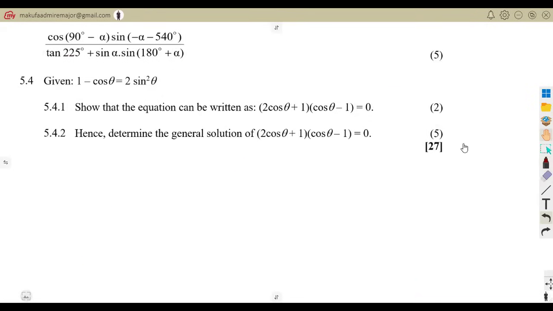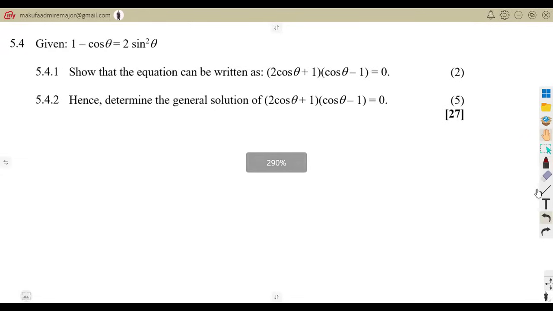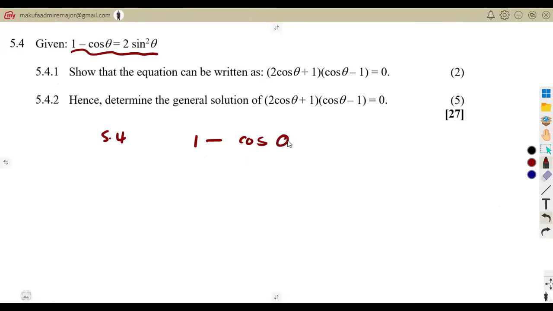If we consider another question, 5.4, we are given this identity: 1 minus cos of theta is equal to 2 sine squared theta. Then they are saying, show that the equation can be written, or factorized, like this.